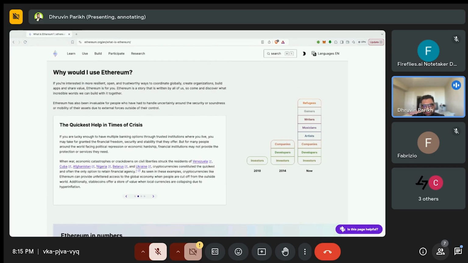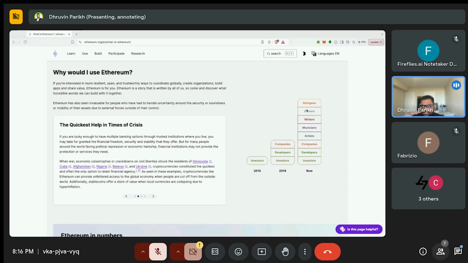In the past, it has been used for sending medical aid and a lot of aid during situations of economic catastrophes, crackdowns on civil liberties, where the residents of Venezuela, Cuba, Afghanistan, Nigeria, Belarus, and Ukraine were in crisis. That's where Ethereum was used for transferring the aid to them.